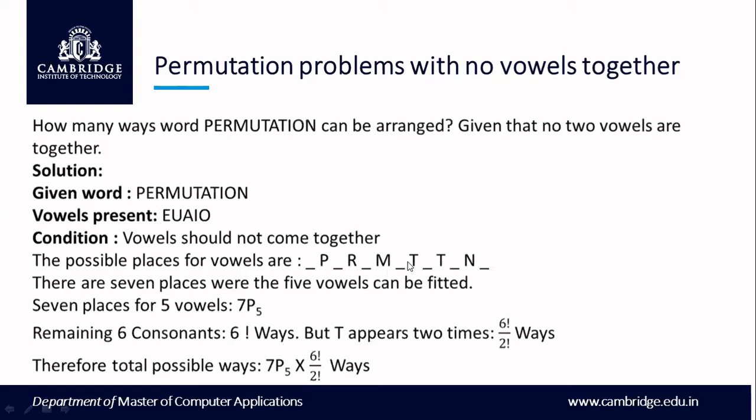But T appears 2 times. So 6 factorial by 2 factorial ways. Therefore, the total possible ways is 7P5 into 6 factorial by 2 factorial ways.